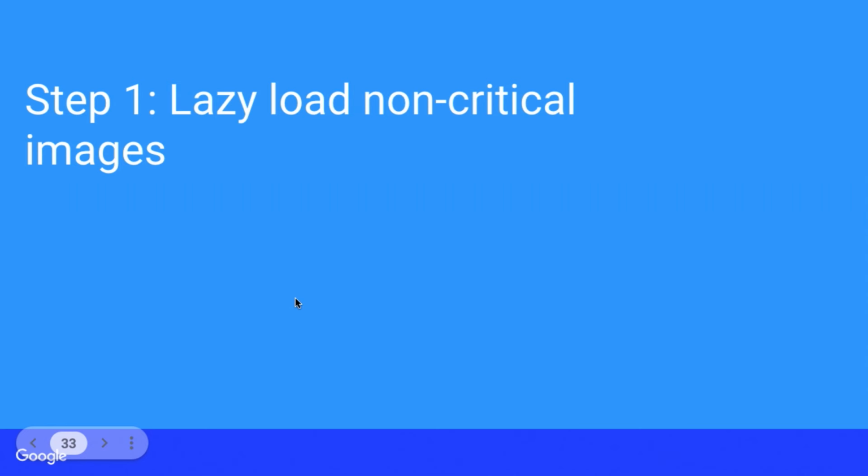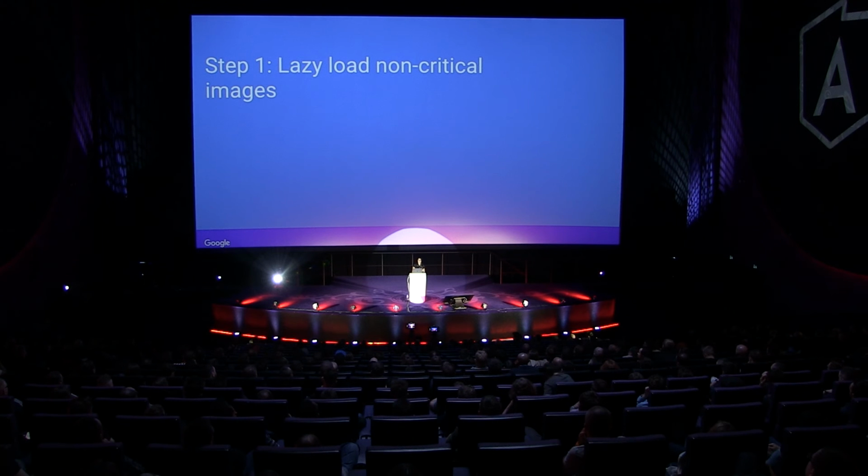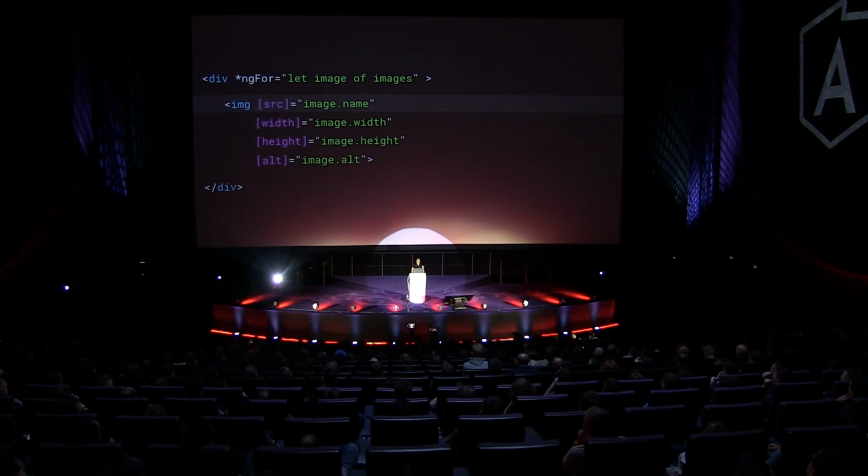So what can we do? Well, the general advice for resource contention is to try to lazy load anything that's non-critical. And that's actually the very first thing that we did, though you may not have realized it. As soon as we added the image directive, when we changed src to ngSrc, we turned on lazy loading for all of those images, because the directive does that by default.